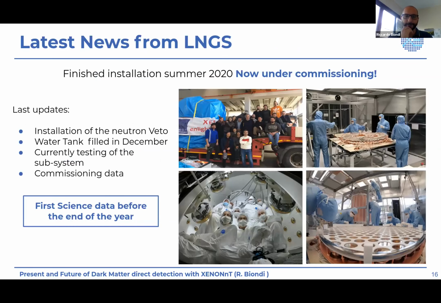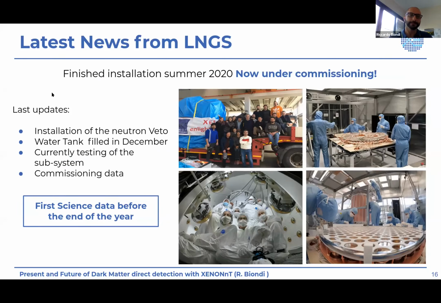So what is the situation now? The latest news from LNGS, let's say. We had a little bit of delay due to the pandemic, but we are still in good shape. We finished the installation in summer 2020. You can see here a picture of the installation of the photomultiplier tubes and the assembly of the TPC. Then it was moved to the underground lab, just a few days before the lockdown in Italy.